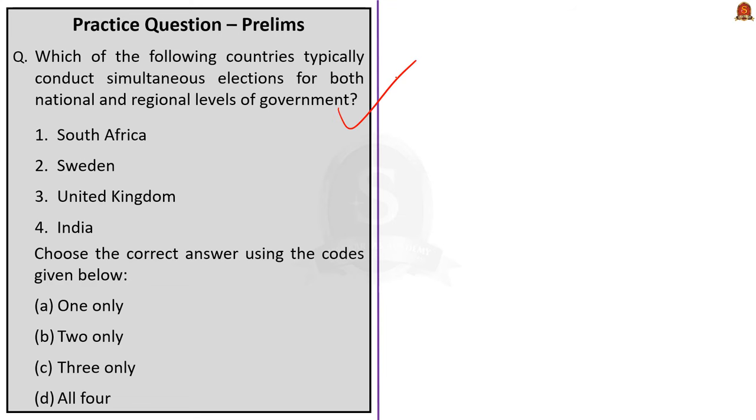Now look at this question about simultaneous election. Simultaneous elections were frequently in news due to the constitution of a high-level committee on One Nation, One Election headed by former President Ramnath Kovind. Currently, the committee has submitted its report. In this line, first let us revise about simultaneous election. Then we shall try to answer this particular question.